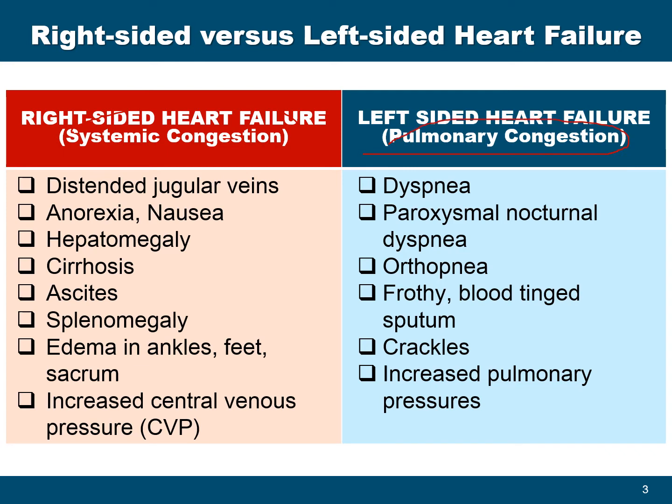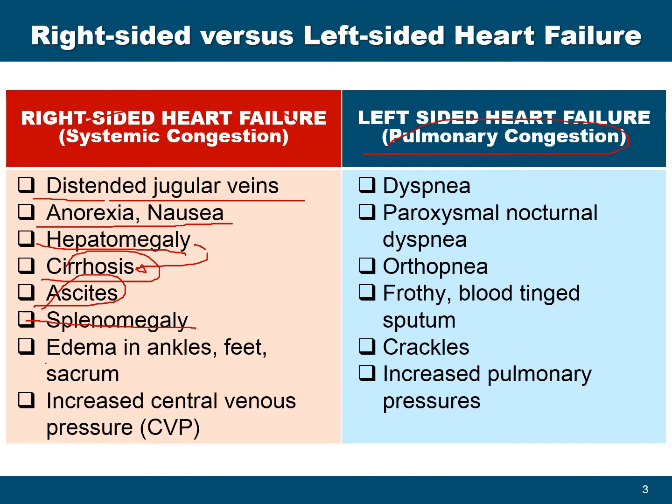For right-sided heart failure, you could see manifestations like distended jugular veins, anorexia and nausea. You also have hepatomegaly, which is the enlargement of the liver, and this also leads to the development of cirrhosis because of portal hypertension. Then, because of the cirrhosis of the liver, that leads to ascites, or the accumulation of fluid in the abdomen or peritoneum of the patient. Because the blood goes back into the system, it also causes the patient to develop splenomegaly.